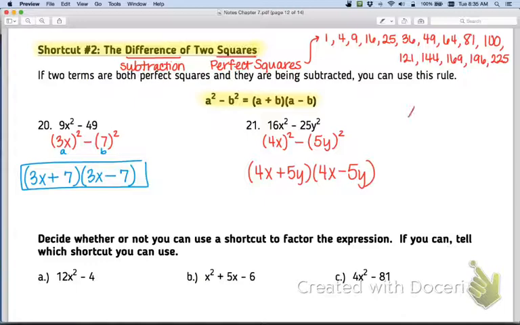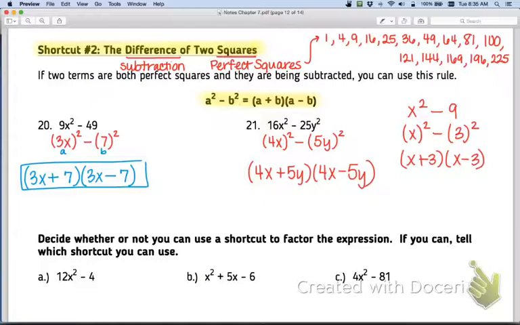Now don't forget, if you just have an x squared by itself, like let's say I have x squared minus 9, x squared by itself is a perfect square because this is just x to the second power. Then this would be minus 3 to the second power. So see if you can think of what your factors would be. They would be x plus 3 and then x minus 3. So those are the two shortcuts that we're going to talk about.